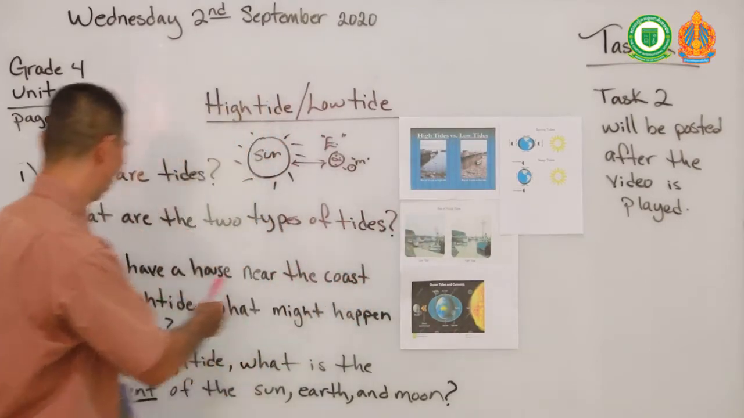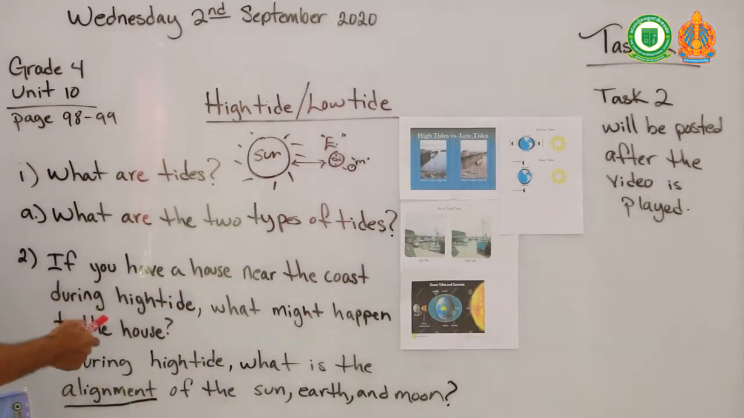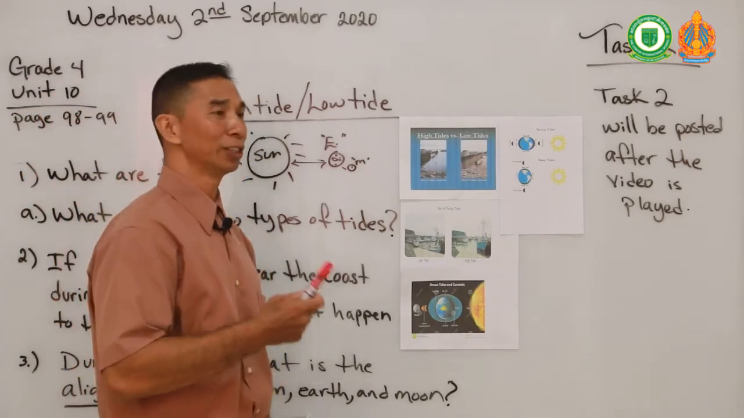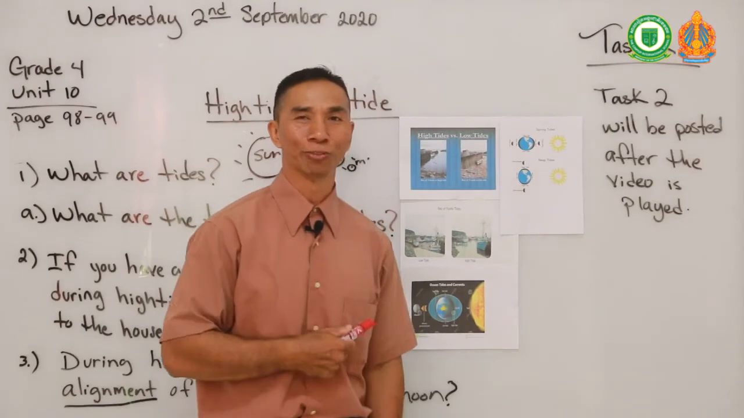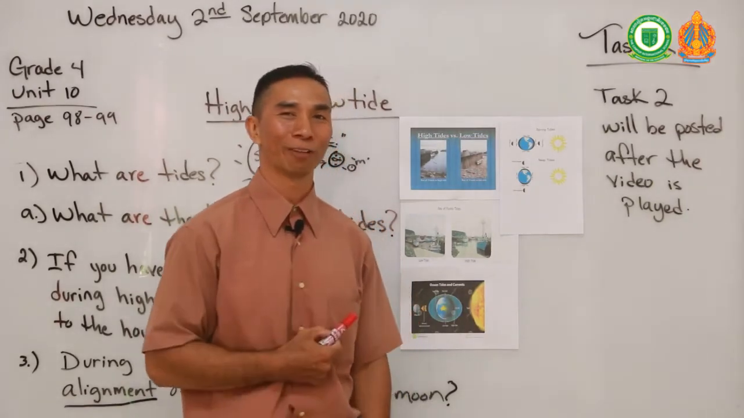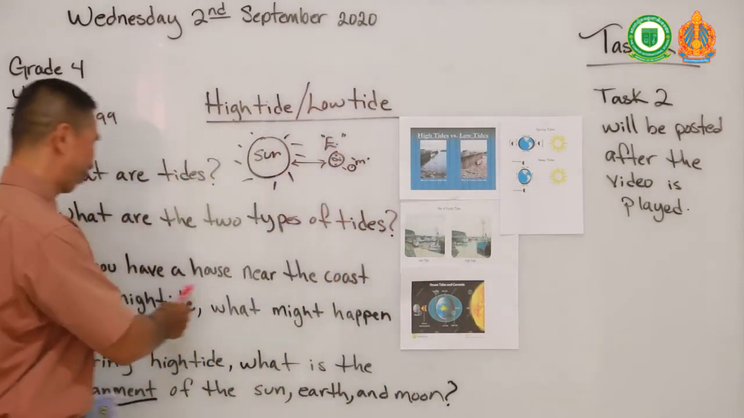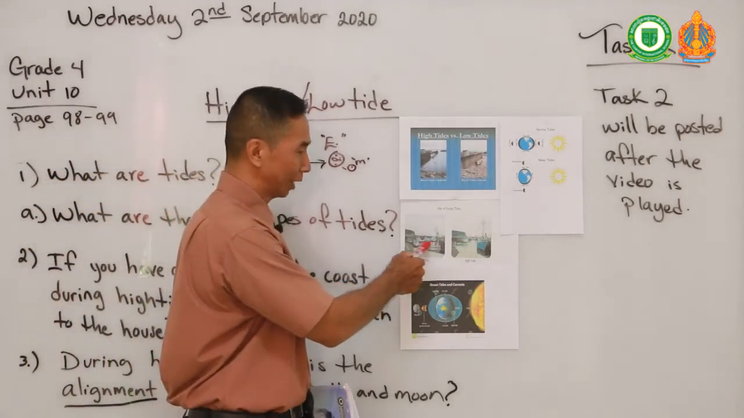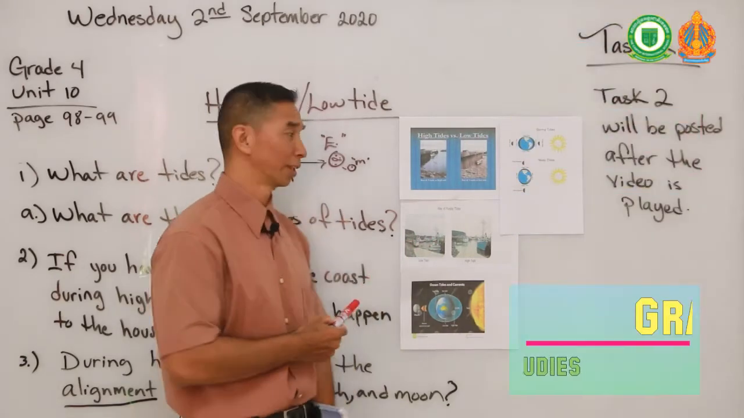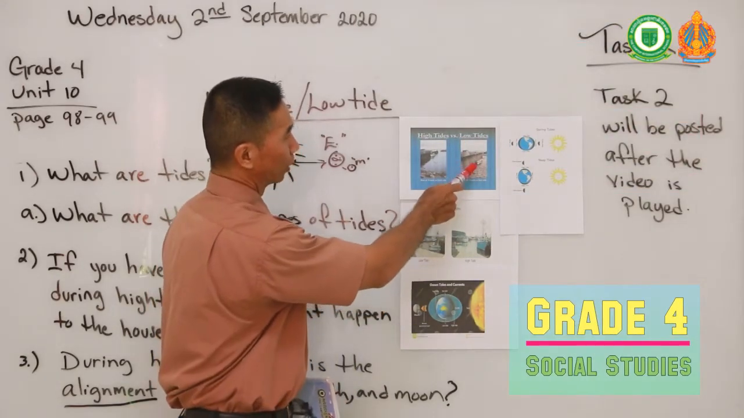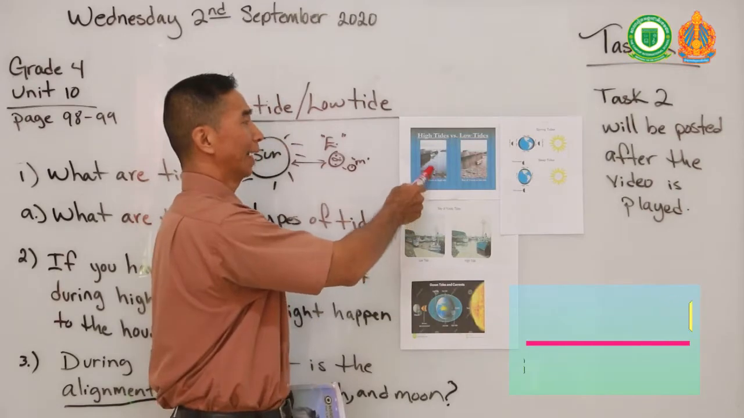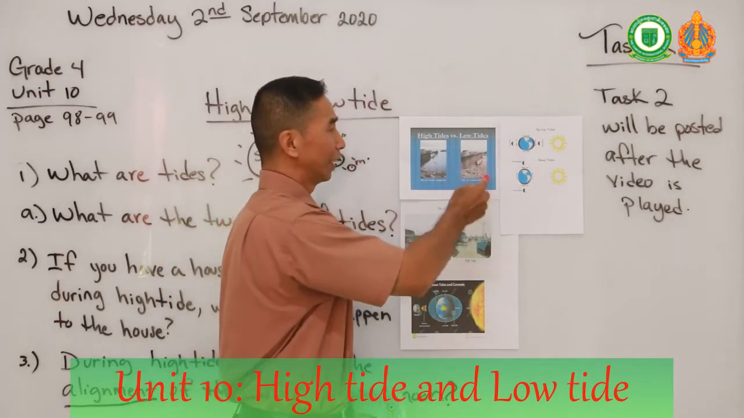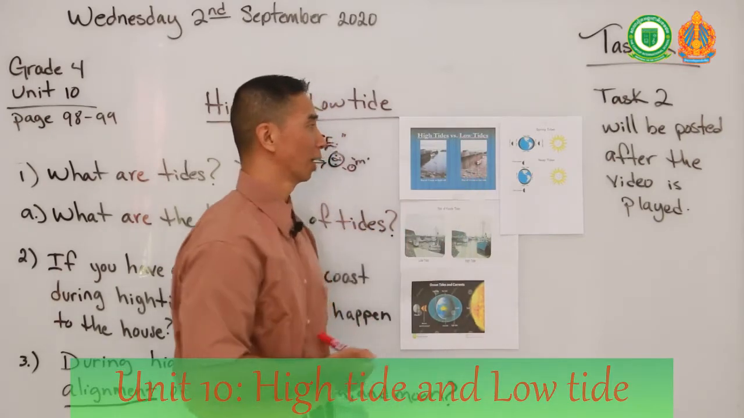As you can see through my question here, if you have a house near the coast during high tide, what might happen to the house? Most of you said that the house will get flooded or will be swept away by the sea. Thank you for answering that question, and you are correct. If you have a house near the coast, like this example here, your house will get flooded. Just like the body of the boat in this picture. During high tides, the boat can float, but during low tides, the water recedes and the boats now sit on the ground.